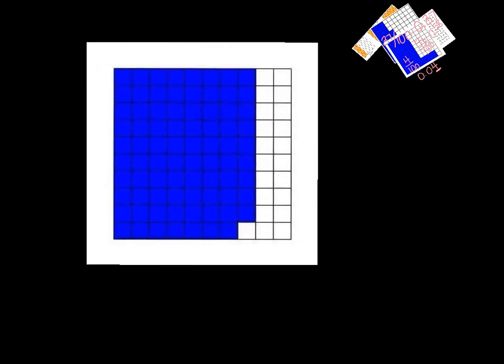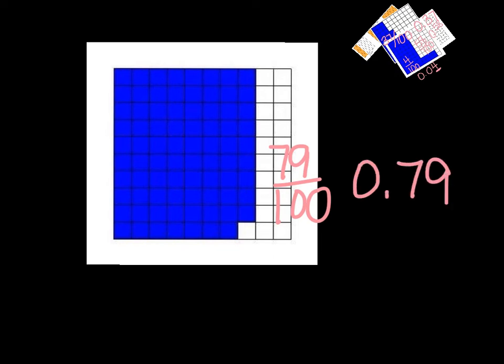Okay, this one, again, I'm going to count by tens because I see a lot of columns filled in. So let's start with 10, 20, 30, 40, 50, 60, 70, and I can see that I'm only missing 1 here, so that's going to be 79 out of 100, or 79 hundredths, and my decimal would be 0 and 79 hundredths.